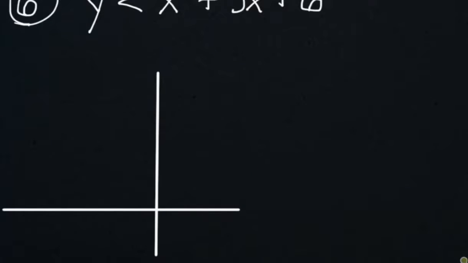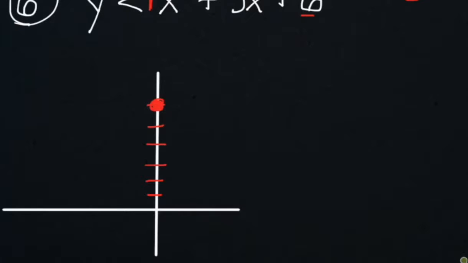Number 6. My quadratic has a y. That means I'm going to graph. So what can we graph? Well, I know it's facing up because x squared is positive. What else do we know? We have a 6 at the end. That's the y-intercept. So we're going to put that on the y-axis.